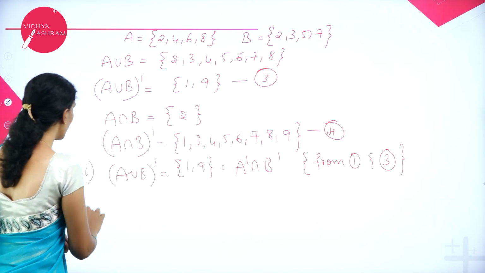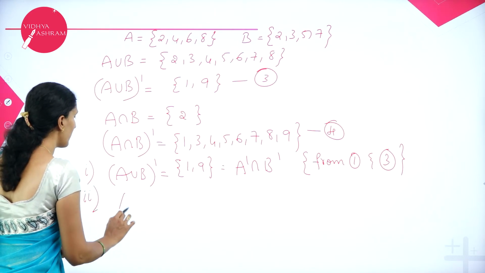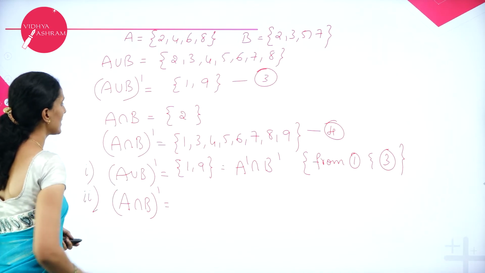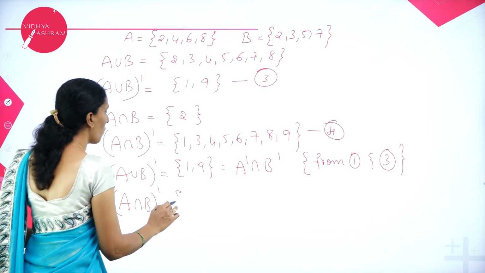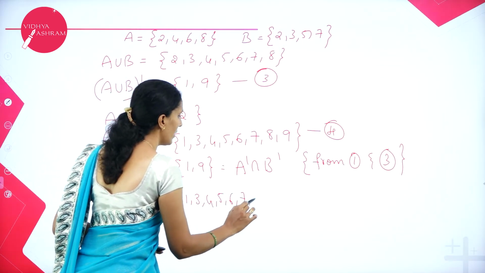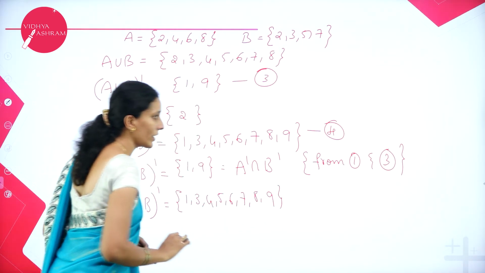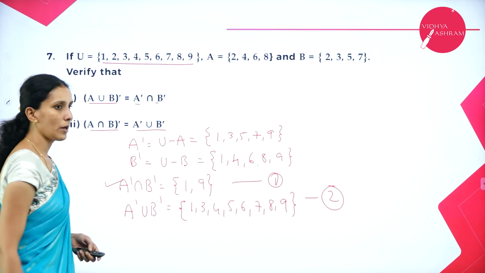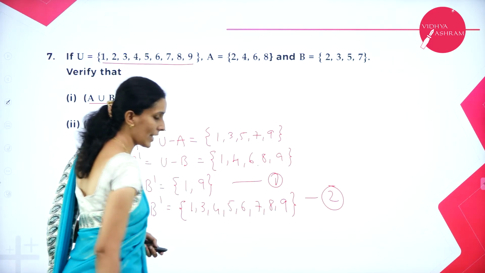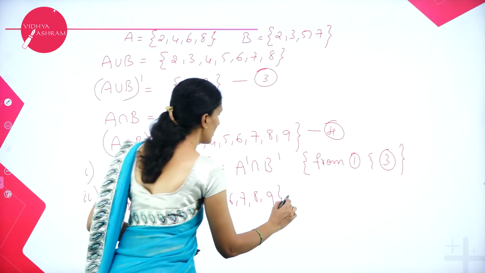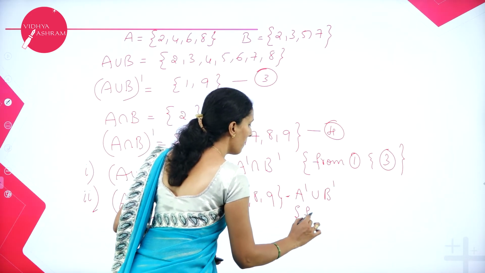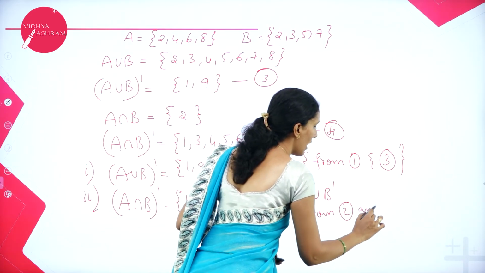Next I am proving the second statement. What does the second statement say? A intersection B whole dash. What does A intersection B whole dash say? 1, 3, 4, 5, 6, 7, 8, 9. So is it equal to A dash union B dash? What is A dash union B dash? 1, 3, 4, 5, 6, 7, 8, 9. Yes, they are equal. So this is equal to A dash union B dash. So this is proved from equations 2 and 4.